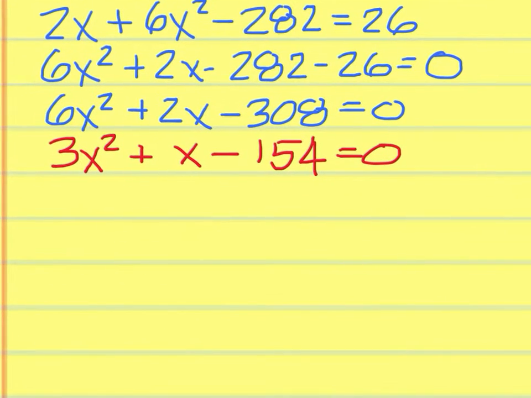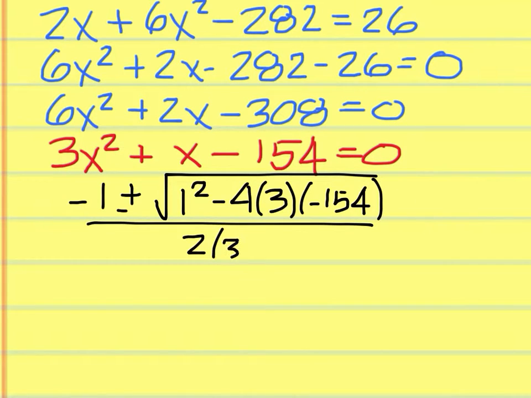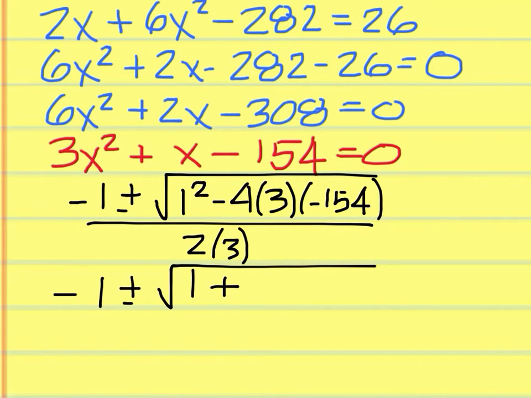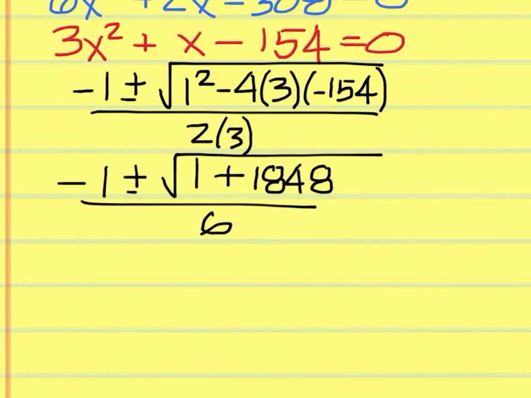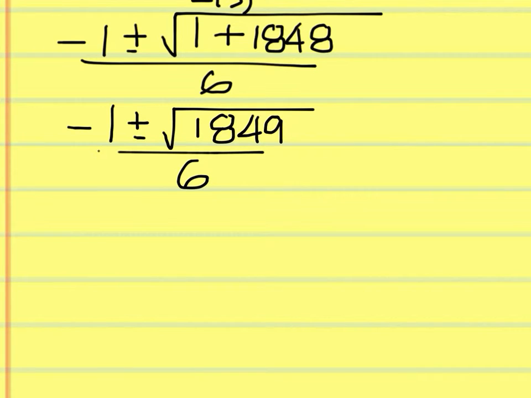You can use the quadratic formula from here to get negative 1 plus or minus the square root of 1 squared minus 4 times 3 times a negative 154, over 2 times 3. Simplify under the square root sign to get 1 plus 4 times 3 times 154, which is 1848. And clearly that's going to give us 1849 under the square root sign. Check to see if that's a perfect square by putting the square root of 1849 in the calculator and coming back with 43.